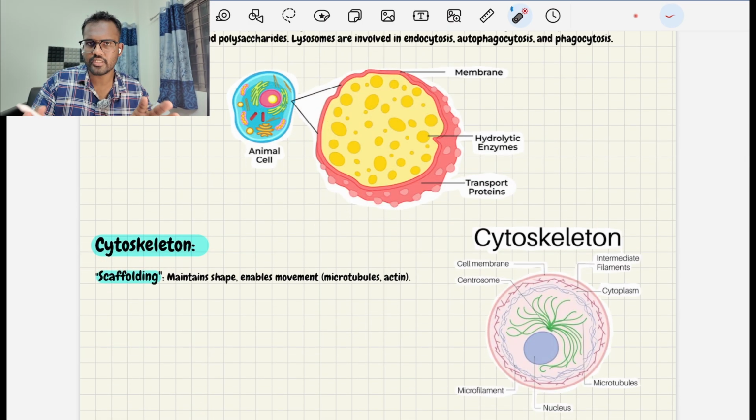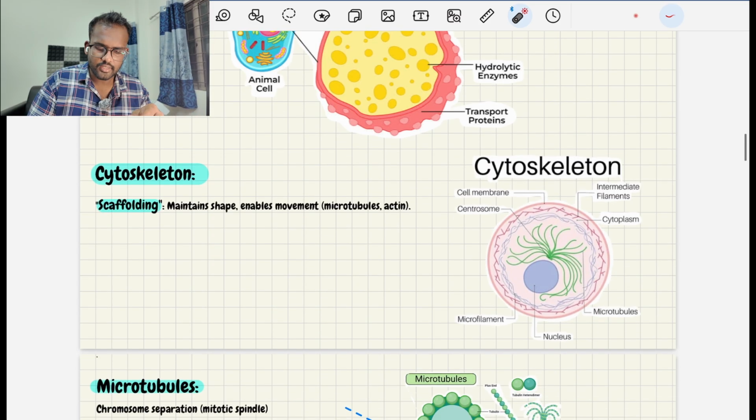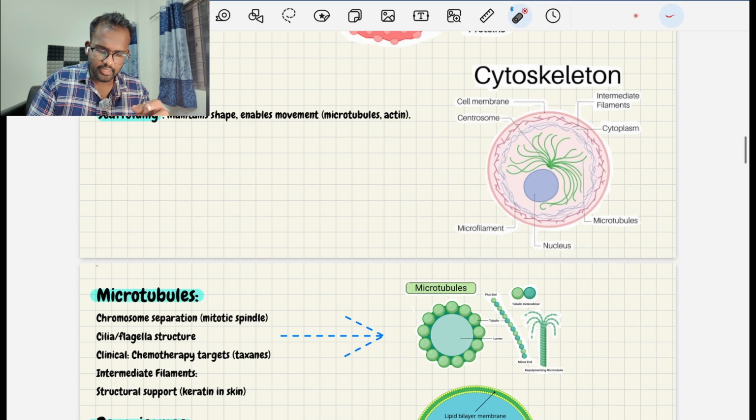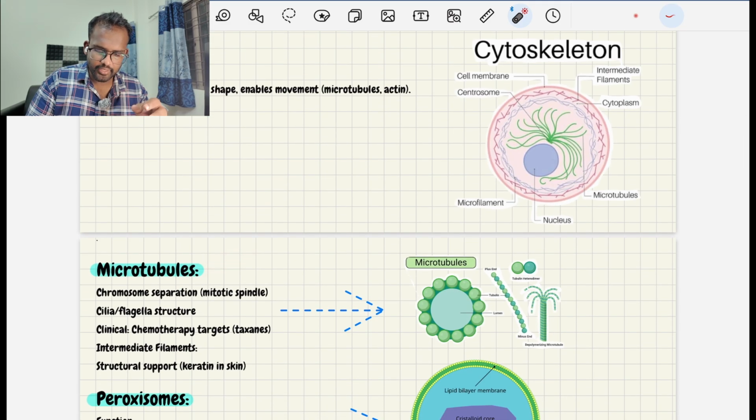This cytoskeleton's work is to give a structure for the cell. That's all. It is not very important. So, okay, it gives a shape to the cell. And we have microtubules. It separates the chromosomes in mitosis, and it is a cilia and or flagella structured part in the cell.